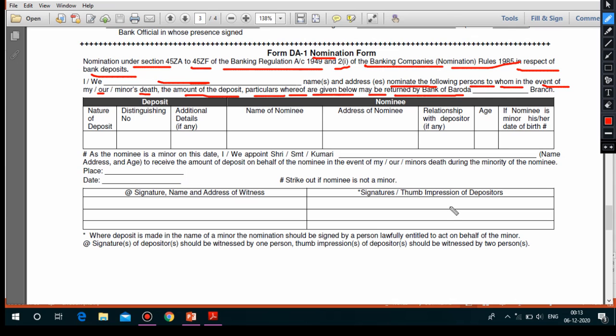Then in the event of the death of the main account holder, after his or her death, the nominated person will get the money. Clear? So it is very important to nominate a person.